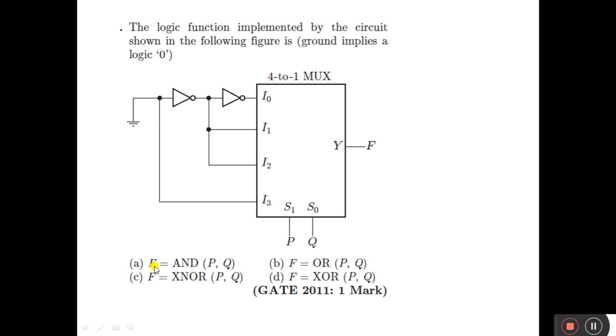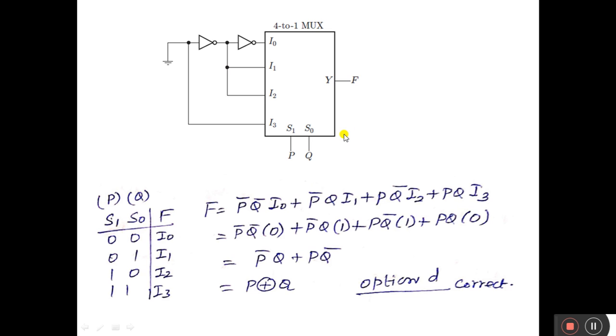The options given: option A, F equals AND of P comma Q, that means P dot Q. Option B, F equals OR of P comma Q, that is P plus Q. Option C, F equals XNOR of P, Q. Option D is XOR of P comma Q, that is P XOR Q. So we'll see the solution.